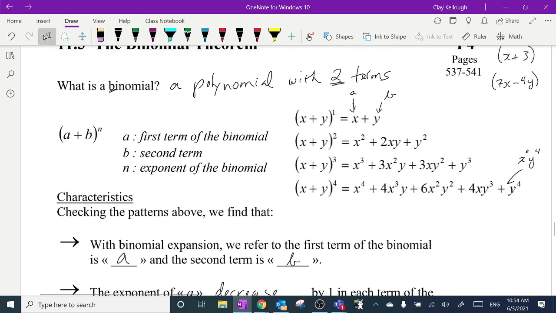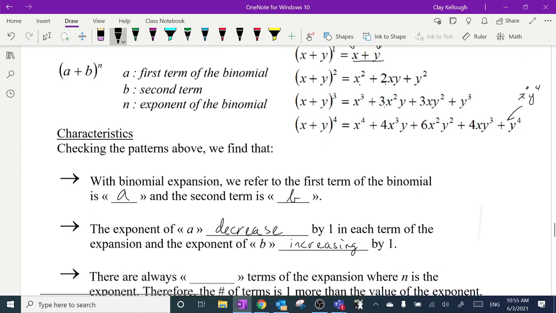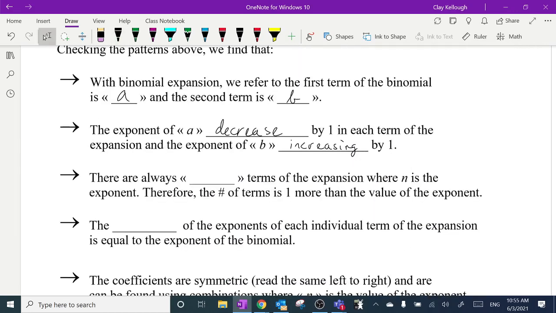Now let's count this out. When I have a power of 1 on the binomial, I get 2 terms. When I have a power of 2 on my binomial, I end up with 1, 2, 3 terms. When I have a power of 3 on my binomial, I get 1, 2, 3, 4 terms. I think you can see the pattern. There are always n plus 1 terms in an expansion where n is the exponent.